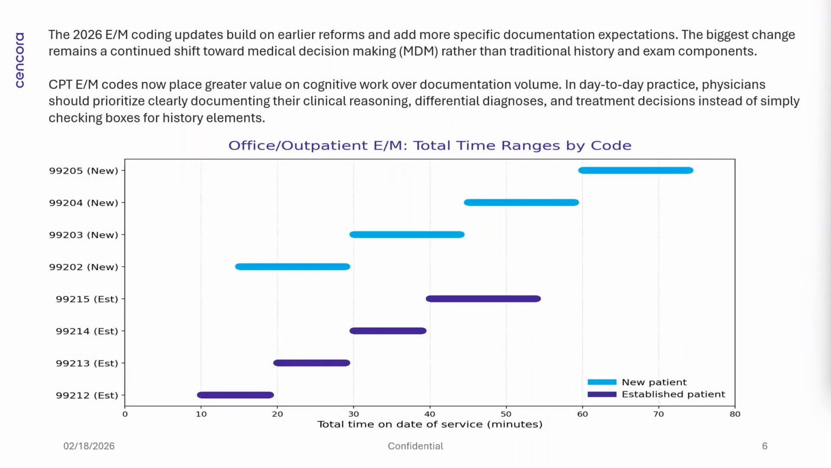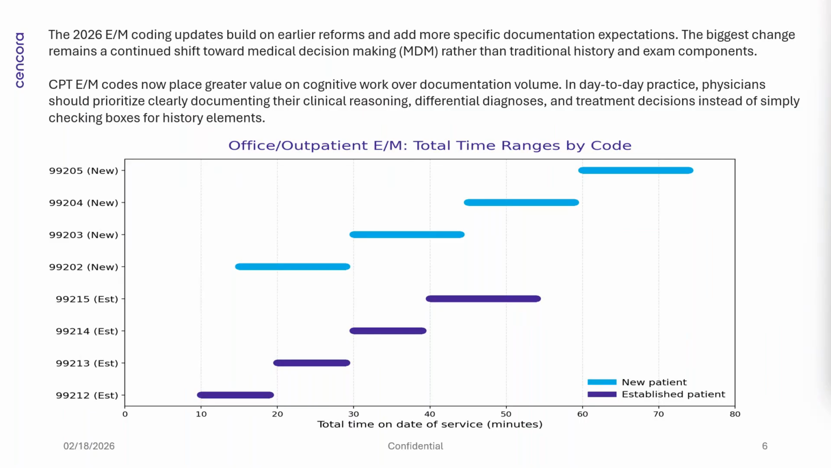So in 2026, when it comes to the documentation, the focus continues to be on the medical decision making, just as it was in 2025. They're saying the value is on the cognitive work versus the documentation volume. So you no longer have to do all those multiple system reviews and a complete physical exam just to justify a higher level code.